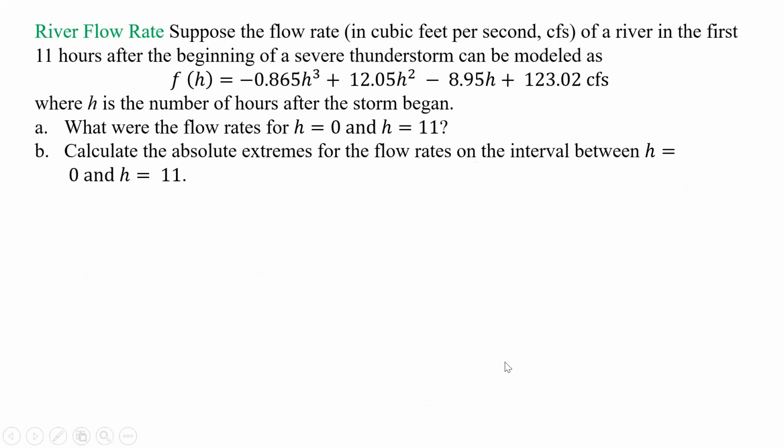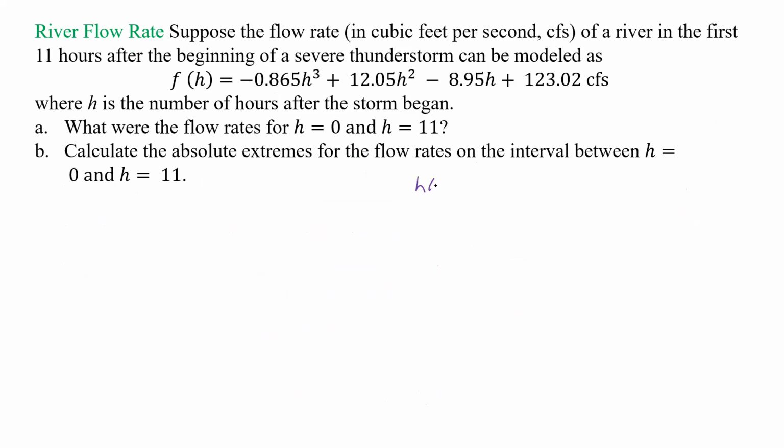All right, what about river flow rates? Suppose the flow rate in cubic feet per second of a river in the first 11 hours after the beginning of a severe thunderstorm could be modeled as such: f of h, where h is the number of hours after the storm began. What are the flow rates for h equals 0 and h equals 11?